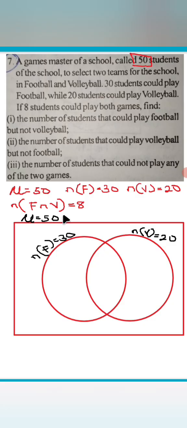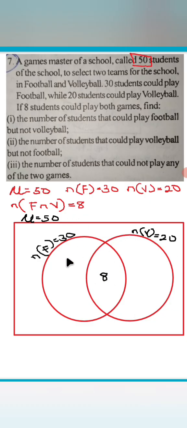And the first thing you should label is the intersection. So I have 8 as the intersection of football and volleyball. So I'll put 8 in the middle here. This 8 means that a part of this circle that belongs to football is already this 8, and a part of this circle that is for volleyball is also 8.